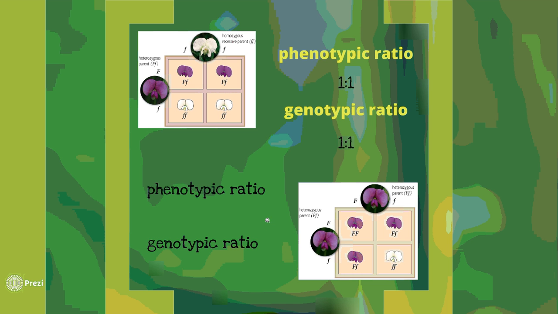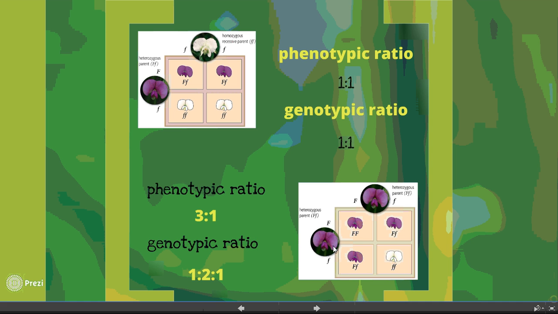For this one down here, the phenotypic ratio, what it looks like, is for every 3 purple flowers, we'll get one white flower, 3 to 1. The genotypic ratio is based off of the genes. So for every one big F, we'll get 2 big F little f's and 1 little f. So our ratio is 1 to 2 to 1.